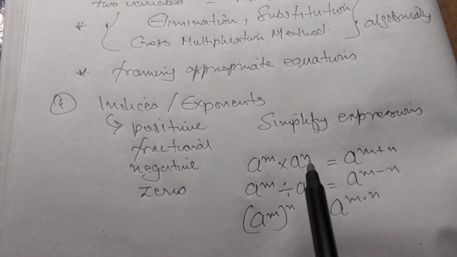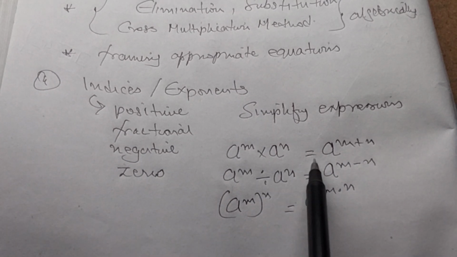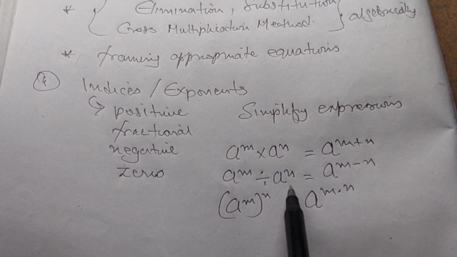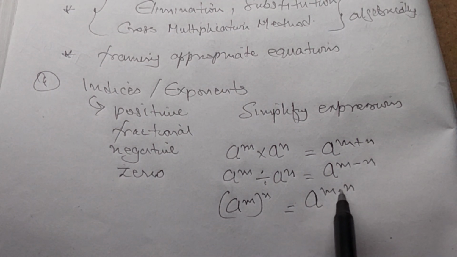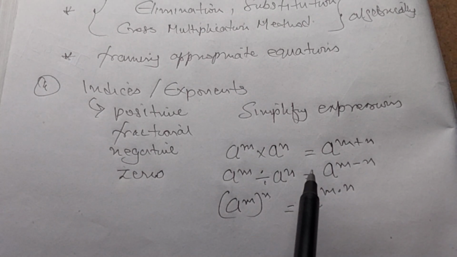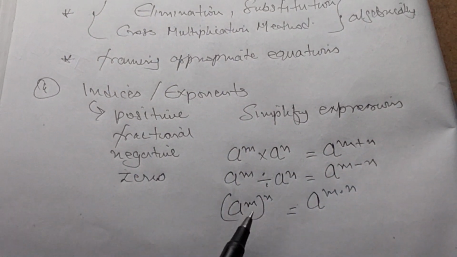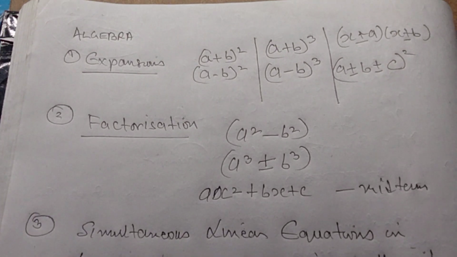So basically in indices we have to know a to the power m into a to the power n is equal to a to the power m plus n, a to the power m divided by a to the power n is equal to a to the power m minus n, a to the power m whole to the power n is equal to a to the power m into n. So you have to know how to use these laws of various indices which are here. So this is class 9 algebra.